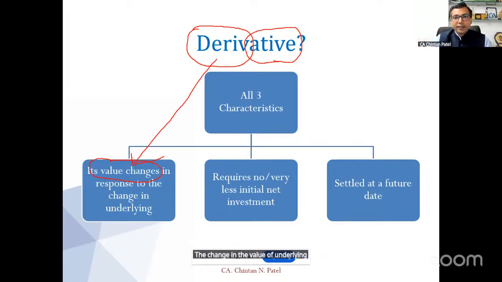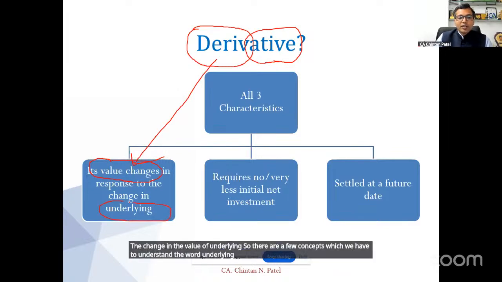So there are a few concepts we have to understand. The first is the word underlying, to which this particular contract has been annexed or mapped. That is the first characteristic of derivatives.